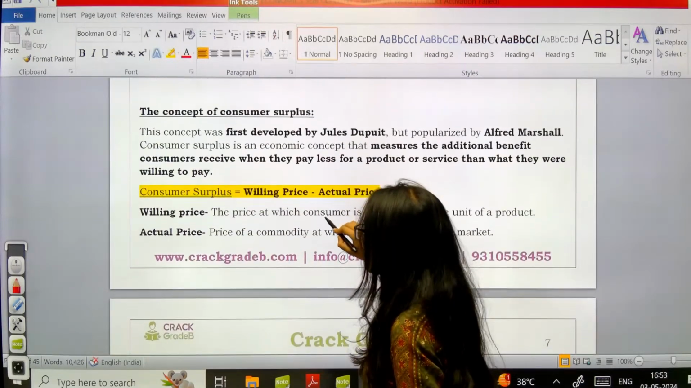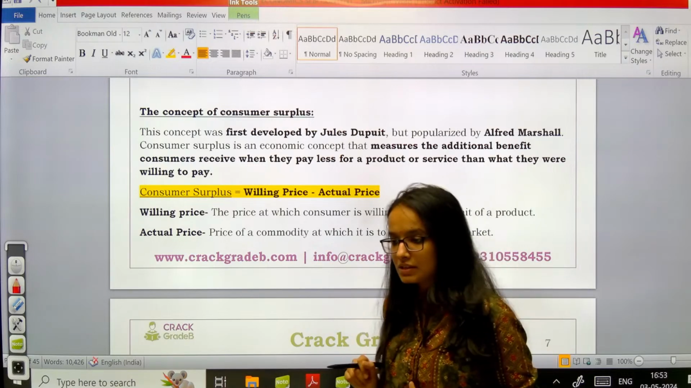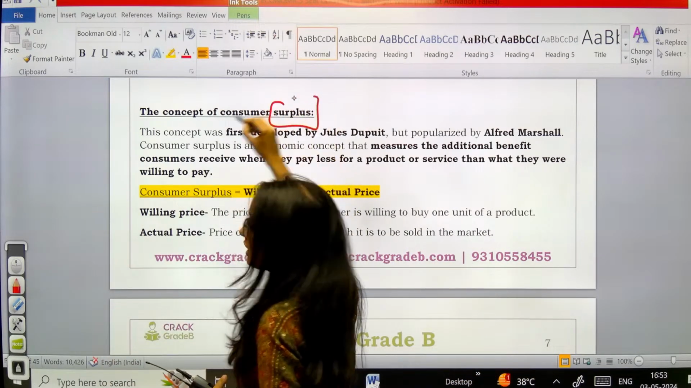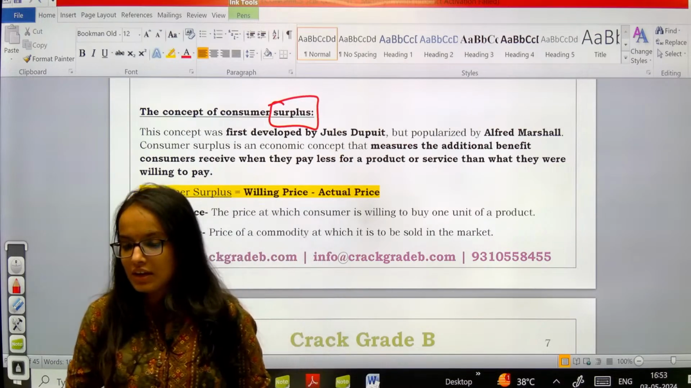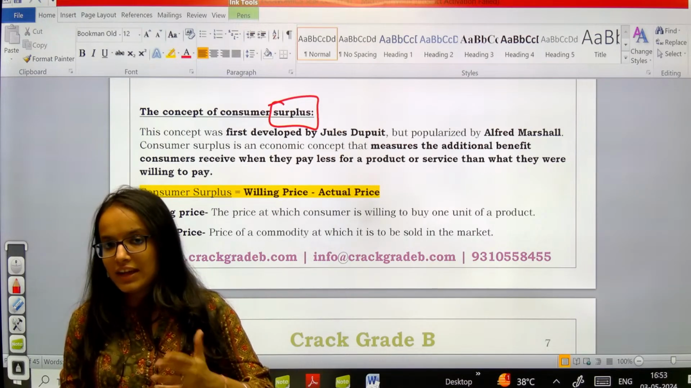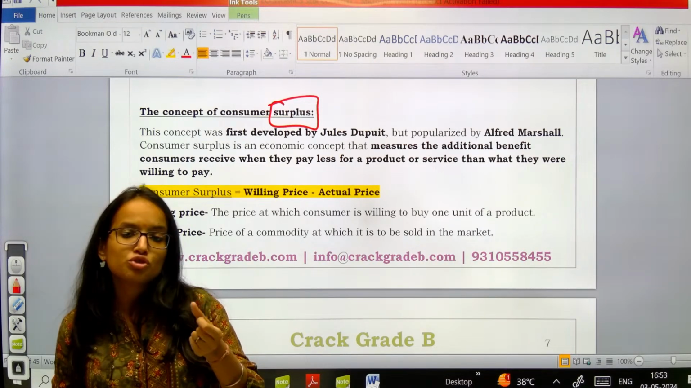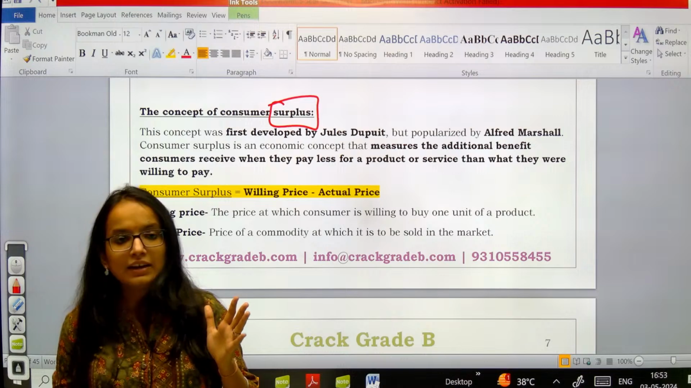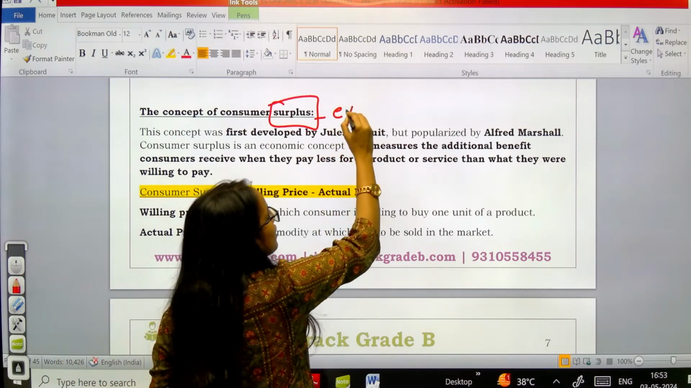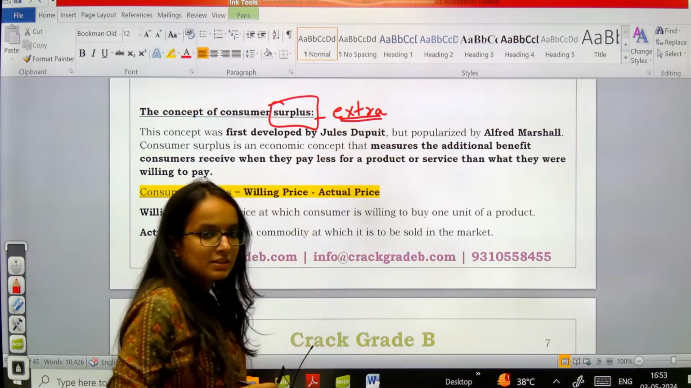Before it, there is a small concept of consumer surplus. Now what is this word surplus? Any idea? Surplus and deficit. Surplus means something extra, extra than you need. Deficit is a quantity which falls short of your need. Is that clear? Surplus means extra availability. What is consumer surplus?